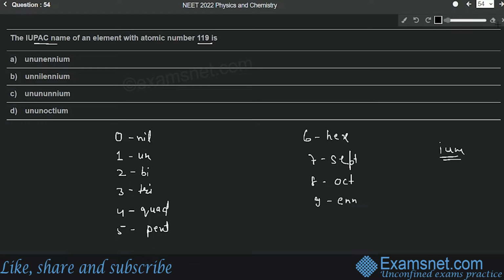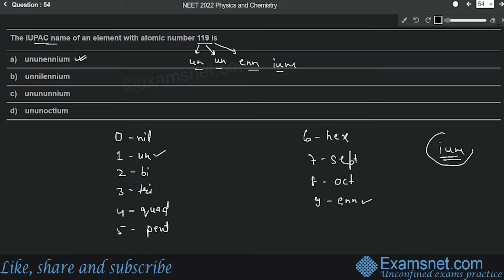For 1 we write what? Un. Okay, so for this we write un. Again one more 1 is there, that means one more un should be there. And at last we have 9, that means n should be there. Okay. And at last what we add? ium. So the correct answer should be unnilium. That means the A should be the correct answer, right?